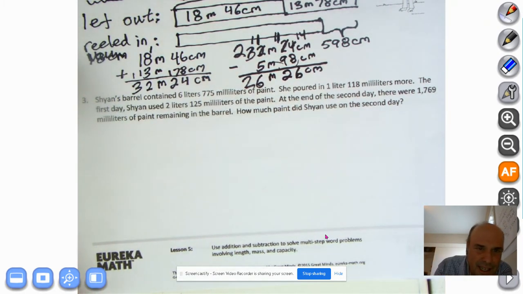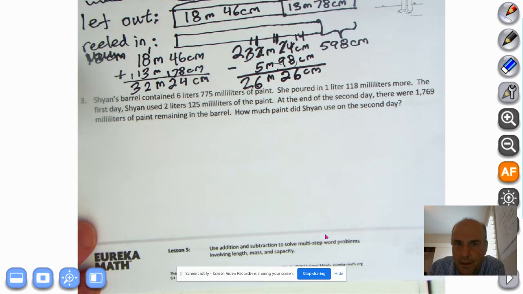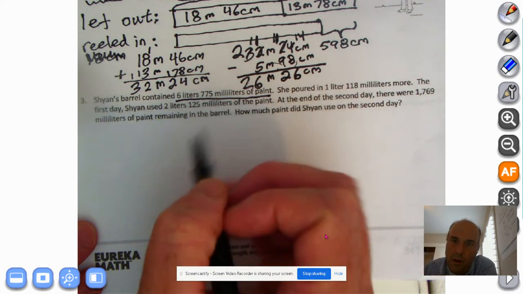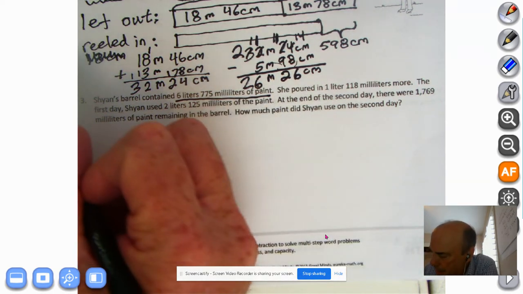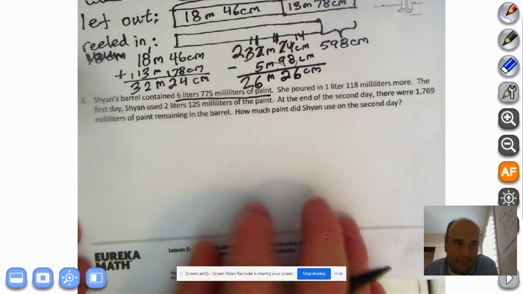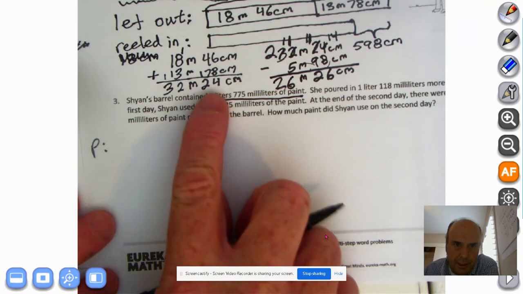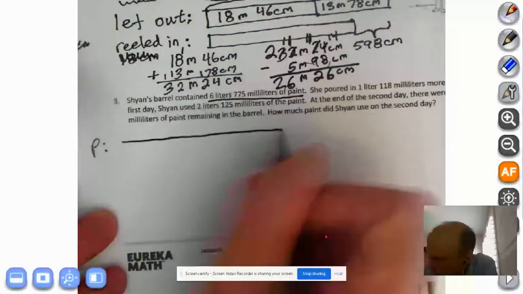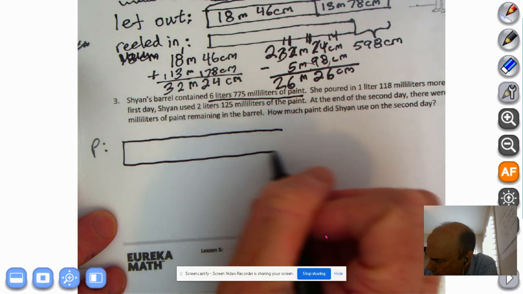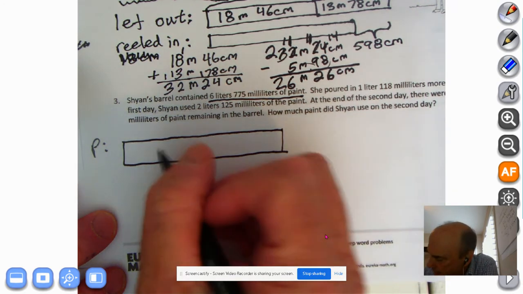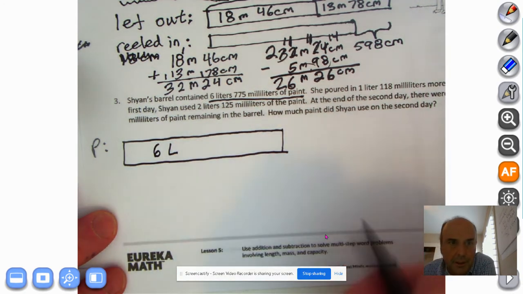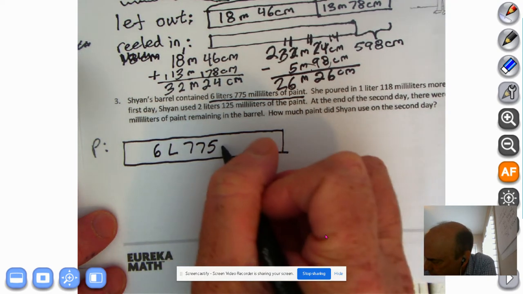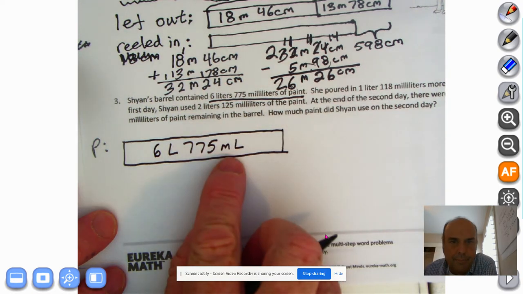Cheyenne's barrel contained 6 liters, 775 milliliters of paint. Let's do this one step by step because it's really a long one. I'm going to put P for paint. There's 6 liters, 775 milliliters of paint. So let's abbreviate that: 6 liters, 775 milliliters.